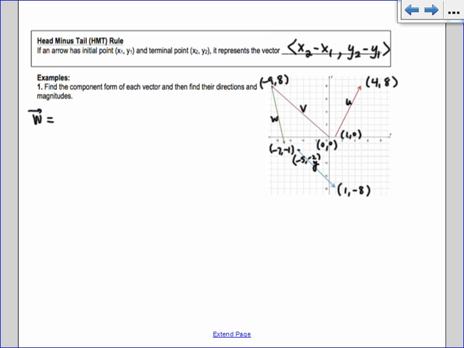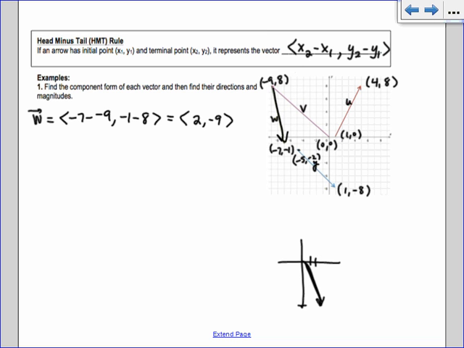All right, so for W, if we do the head minus tail, it's going to be the negative 7 minus a negative 8, and then it's going to be negative 1 minus 8. So we end up getting 2 comma negative 9. And you can think about what it looks like if you had 2 comma negative 9. It would look like a vector like that, right? Which does look like this vector. It's just been moved. It's in a different location. Okay, so no big deal.